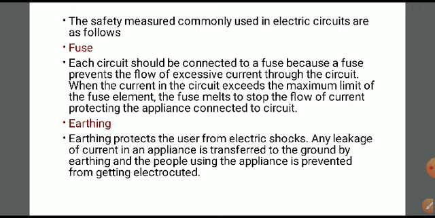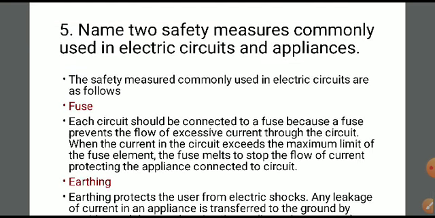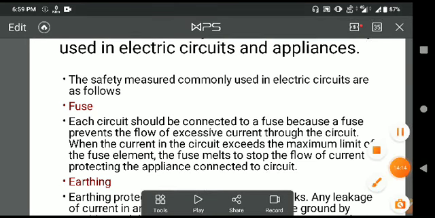So in this manner, any leakage of current in an appliance is going to transfer, because the earth wire is connected to the ground. So excessive current will pass through the ground, and the person touching the appliance will not get any shock. So these are the two important safety measures that we use in electric circuits.